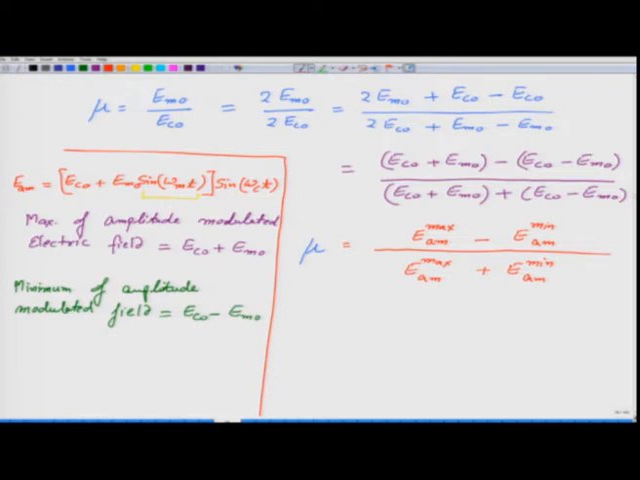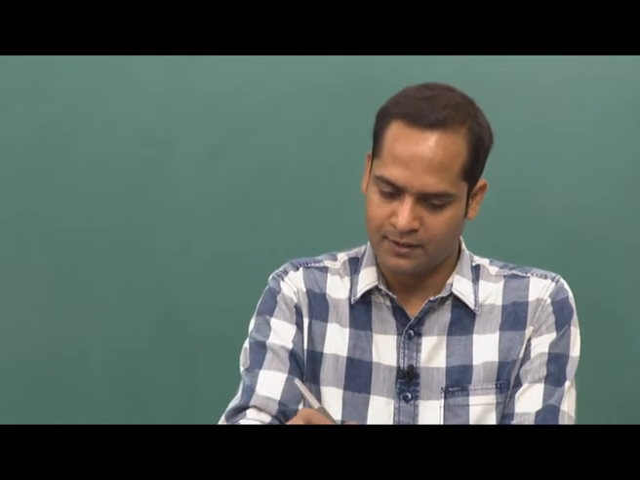Now, let us see what happens when mu is equal to 1. In the previous lecture we have already studied what happens when mu is smaller than 1, and the specific case that we considered was when mu was equal to half. That means the amplitude of the modulating wave is half as compared to the amplitude of the carrier wave. So, let us try to revise that and then we will proceed.